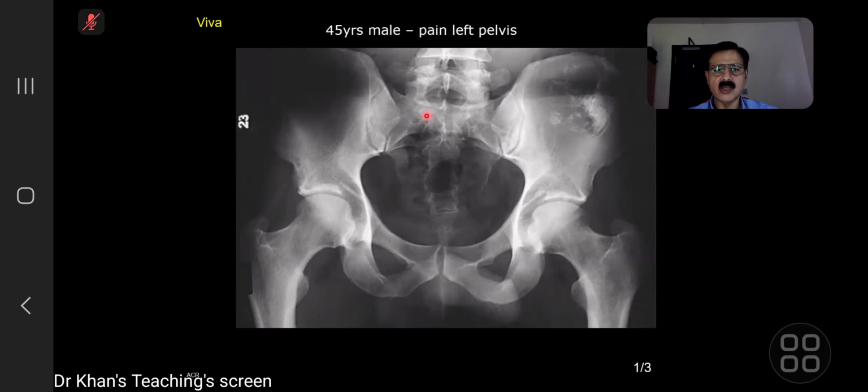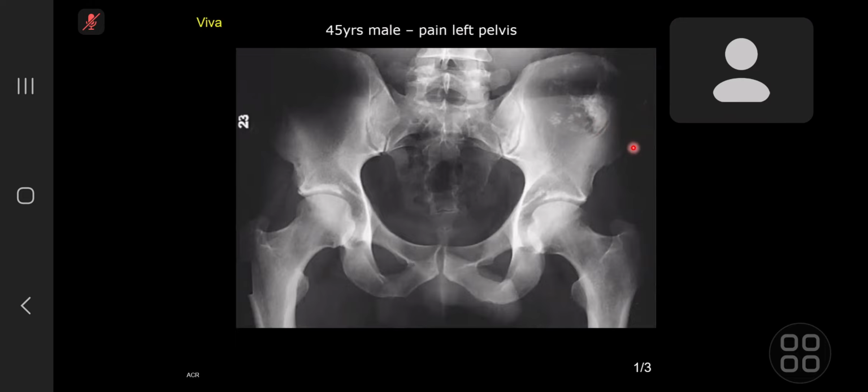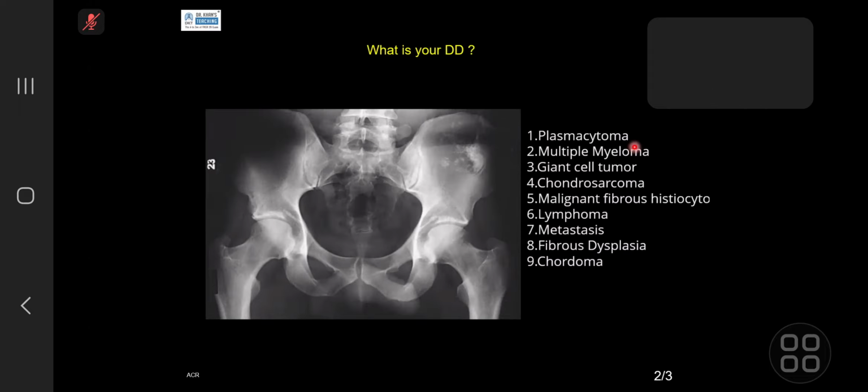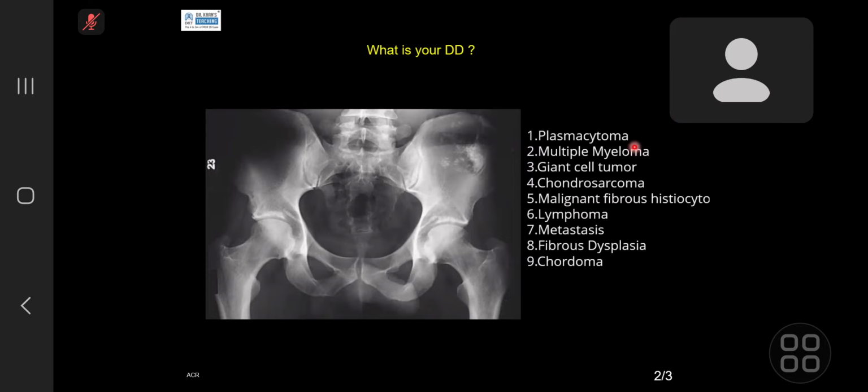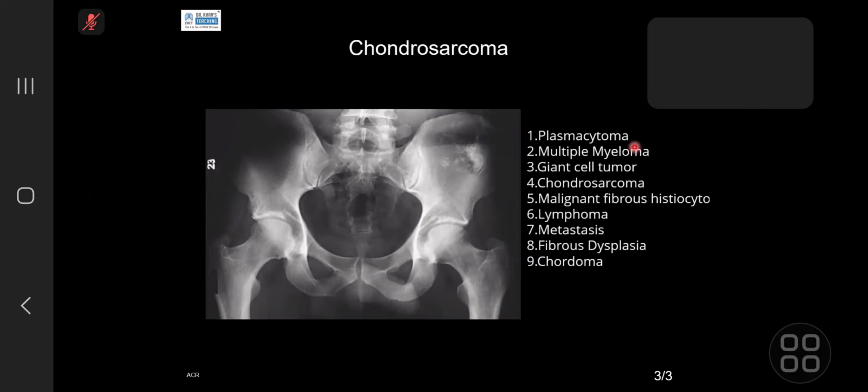On the other hand, look at this case. Now, in this case, there is a lesion there and there is calcification inside. What do you think? Due to the calcification, I am thinking about aggressive lesion, such as chondroid matrix lesion. Excellent. This is a chondrosarcoma. Fine.